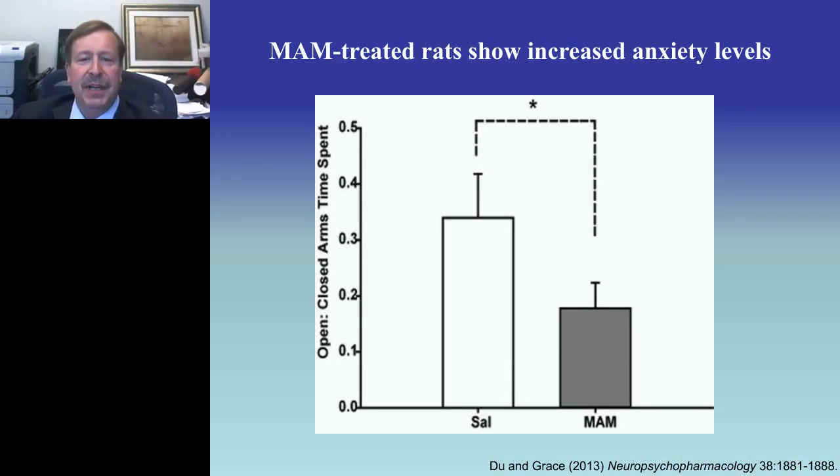Furthermore, the animals themselves are also more anxious. If we look at the elevated plus maze, what we find is that where normal animals will explore open and closed arms, the MAM-treated animals tend to hide in the closed arms, which is consistent with increased levels of anxiety.